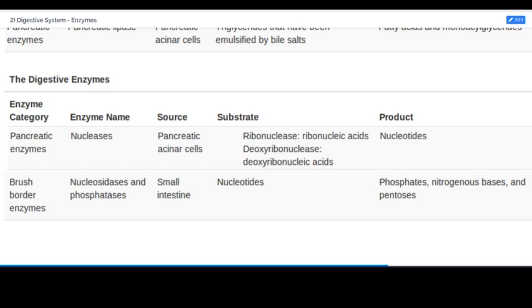The enzymes that break down nucleic acids are called nucleases. There's a type of nuclease released from the pancreas, and enzymes that break down smaller nucleic acid fragments at the brush border.